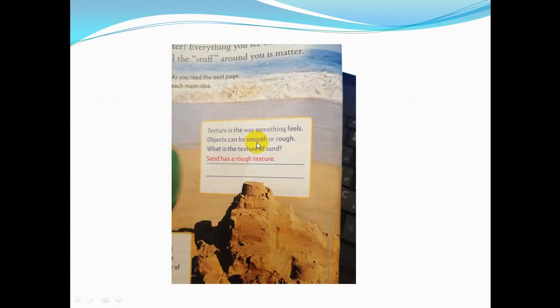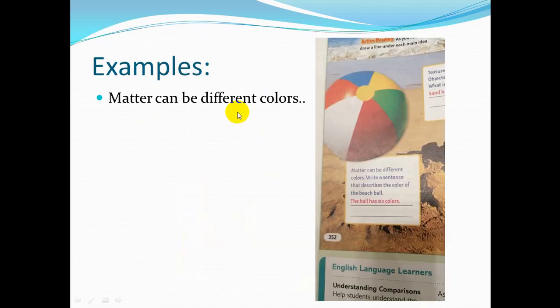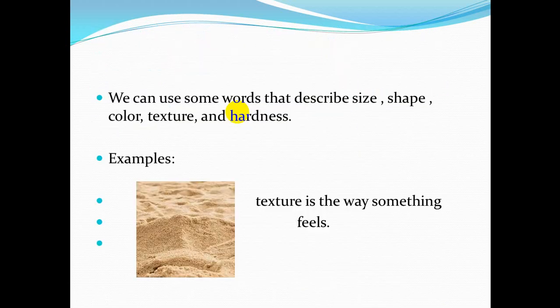Okay, I will give you 3 minutes or less. The glass of the window, right? We can see the glass of the window has a smooth texture. The desk, the chair, the wall, all of these have a smooth texture. Okay, so number 1, texture. The first physical property is, again, texture.